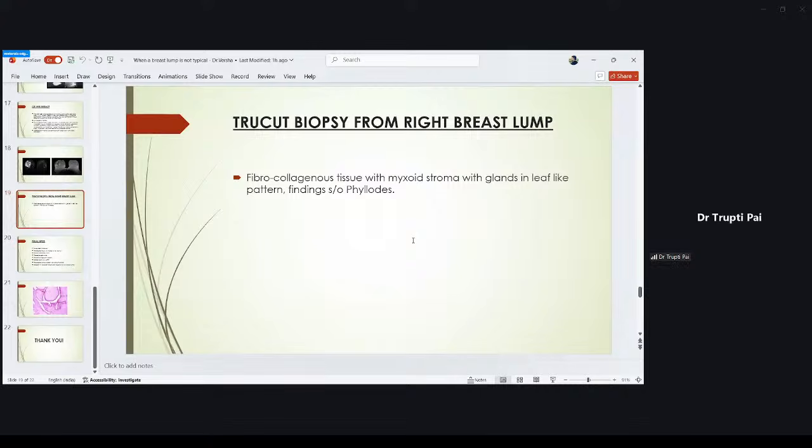So one spectrum is the difficulty between fibroadenoma, cellular fibroadenoma and benign phyllodes, and the other difficulty is when you just see the stromal component, whether it is a malignant phyllodes versus a sarcoma, or whether it is a metaplastic carcinoma, sarcomatoid.